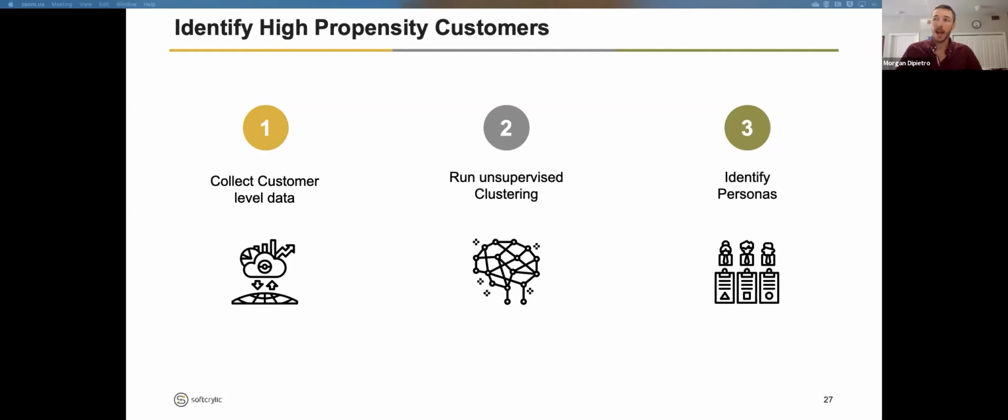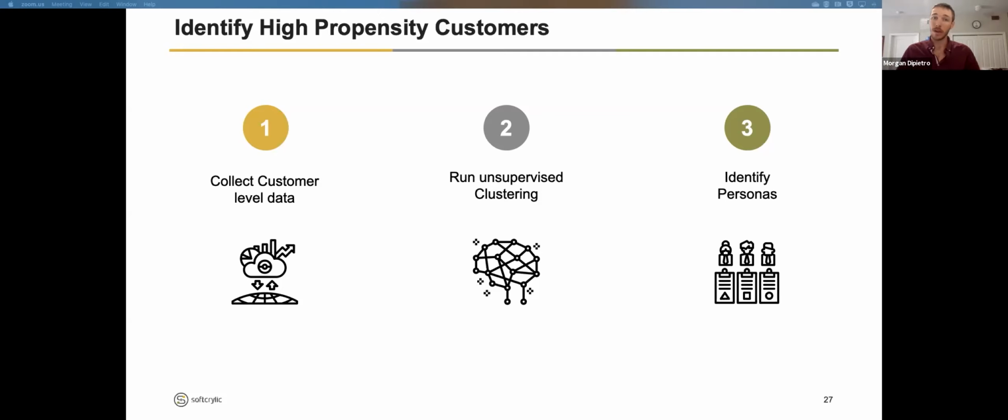So within identifying high propensity customers, we really have 3 steps. First, we're going to collect that customer level data. We want customer level data from basically every spot in the organization that we can get it. So we'll take a lot of that enterprise data, maybe point of sale, revenue sort of data, first party enterprise data. Then we'll take a lot of digital data, whatever digital stack you're on, whether it's Adobe or Google Analytics. We'll start getting some customer level data out of those sources.